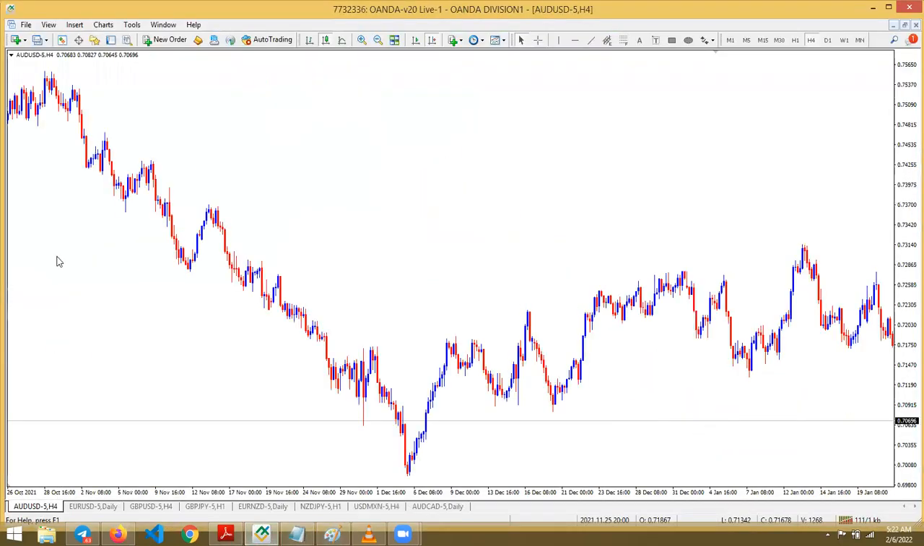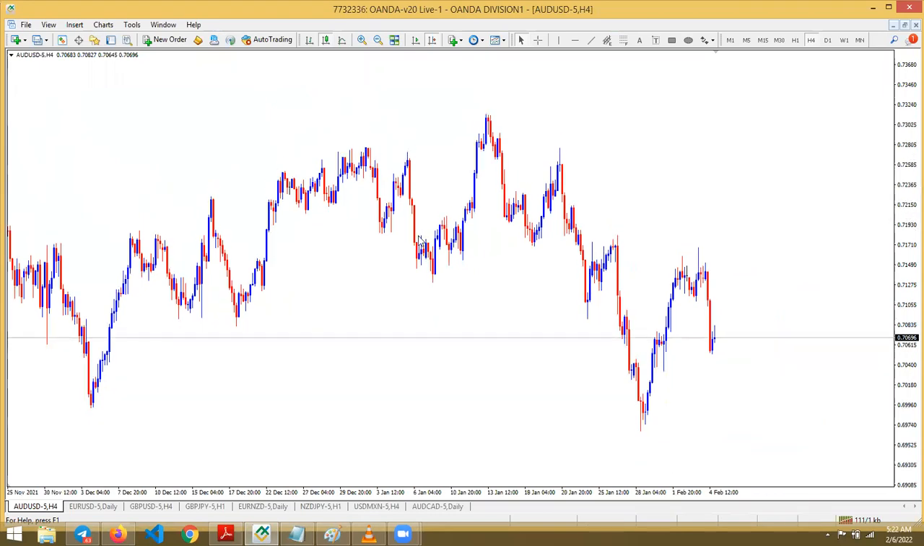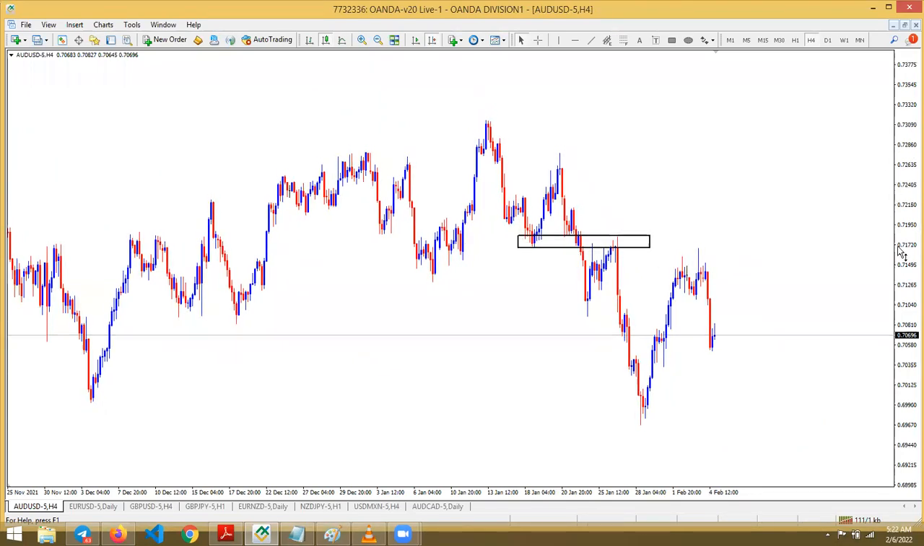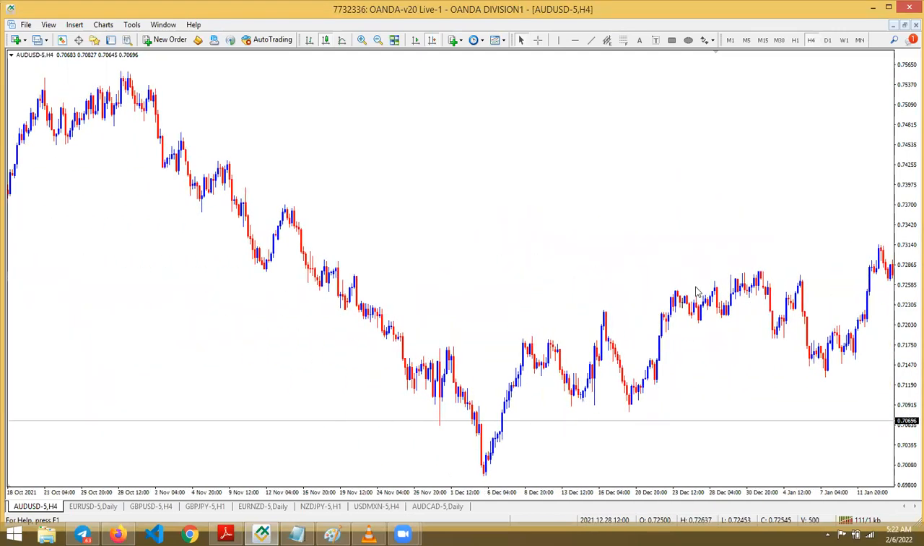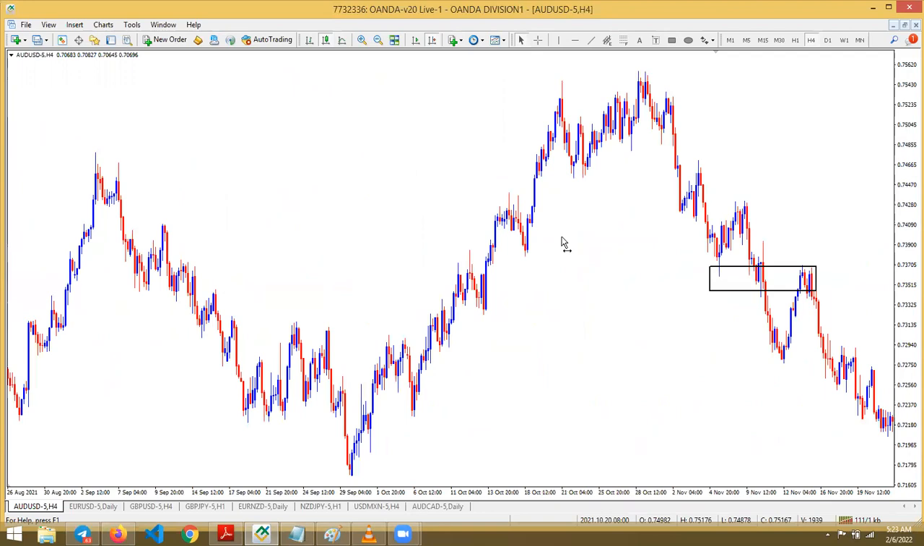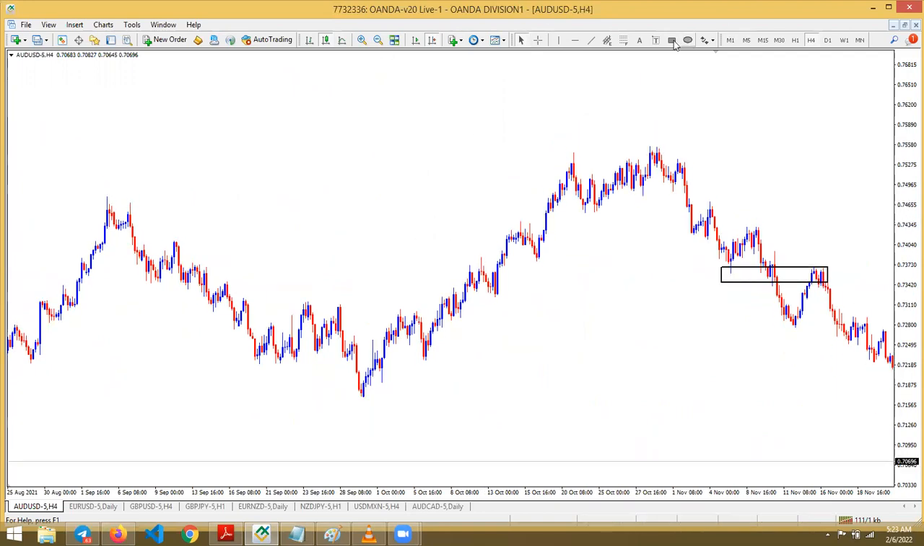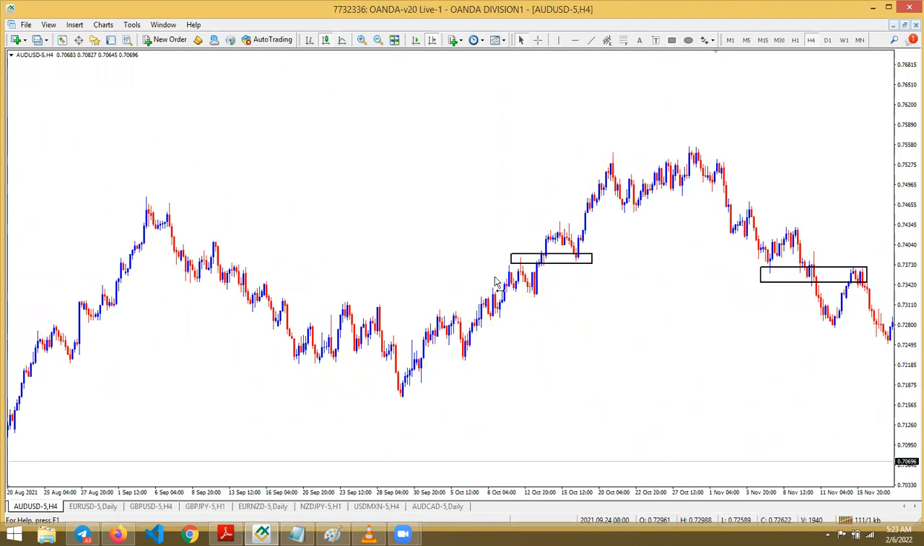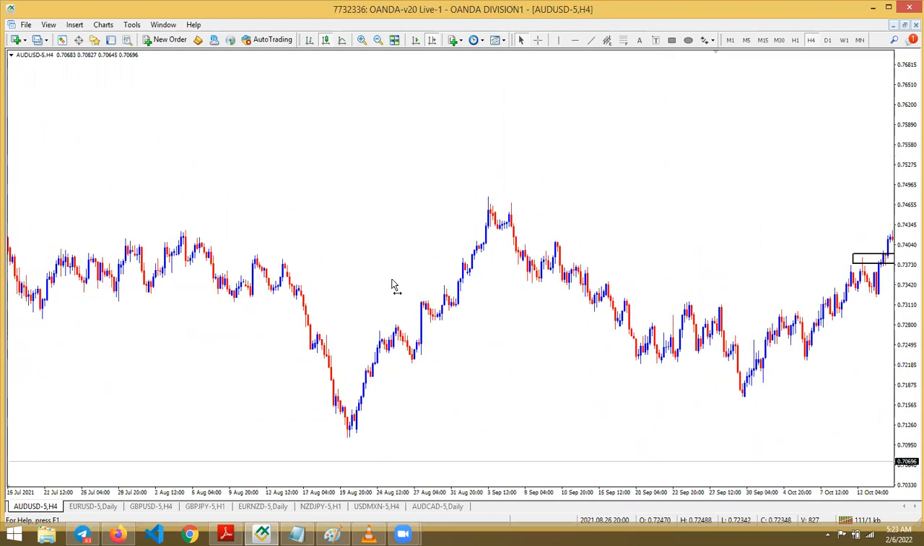Let me peruse through and see. Now this is Australian US dollar. You can notice here we had a typical support resistance flip right there. Let me see if I can get more. Here we had a support resistance flip. Now this is an uptrend, a resistance support flip. It can go on and on.